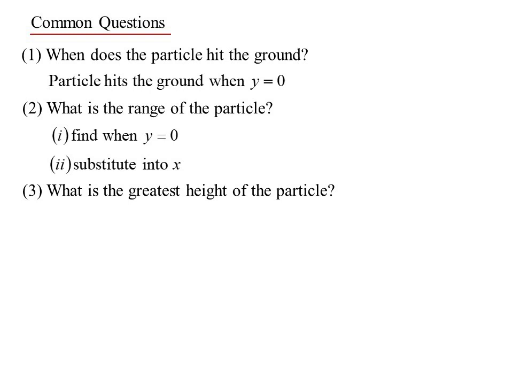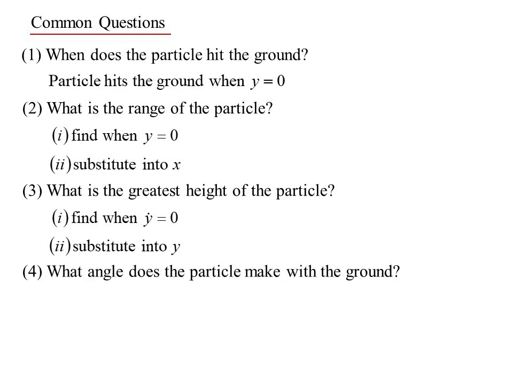Well, what do we know about the particle? It's going to go up, it's going to stop, and then comes down. Well, it's that stopping that's the key point. So we'll find, when does it stop? When is that vertical velocity equal to 0? It's no longer going up. Find that time, then substitute it into the y component of the displacement, and it'll tell me how high it goes.